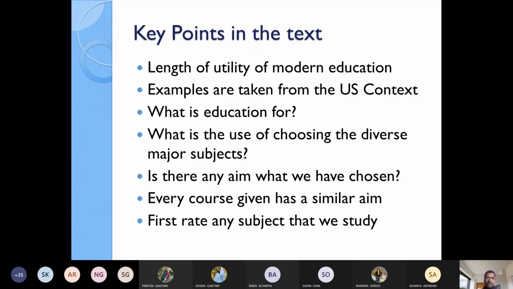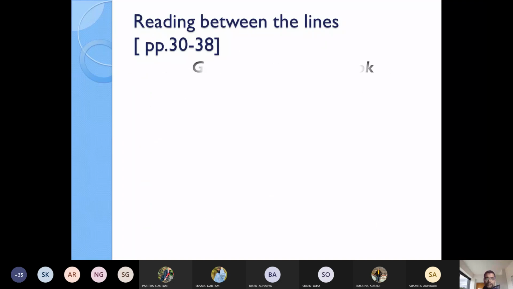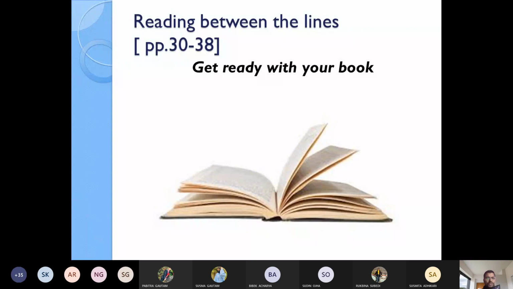Like most of you, when you were enrolling in your BA first year, some of you went to engineering, some of you went to science, some of you went to Nepali, some of you chose major and minor subjects. But why have you chosen them? Choosing means the first rate. Why have you done that? We discussed this. And I believe when you go through the book, please read it yourself from page number 30 to 38, as we have discussed previously too.